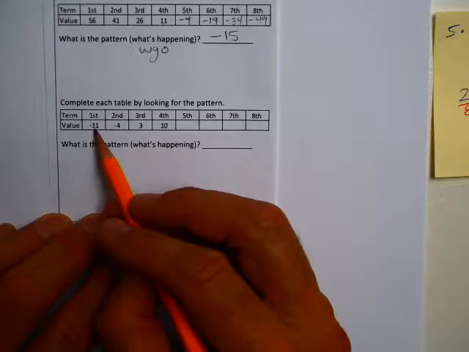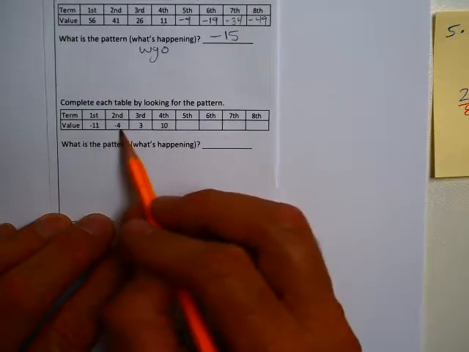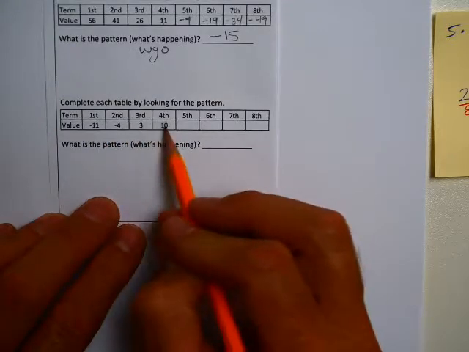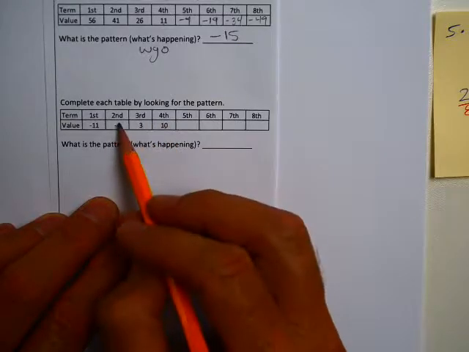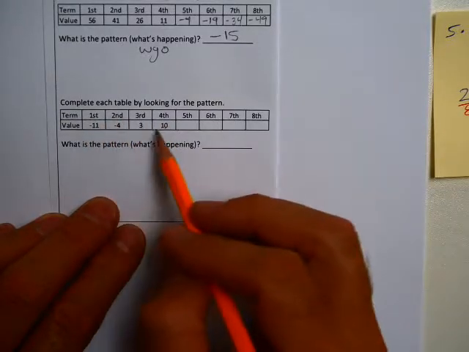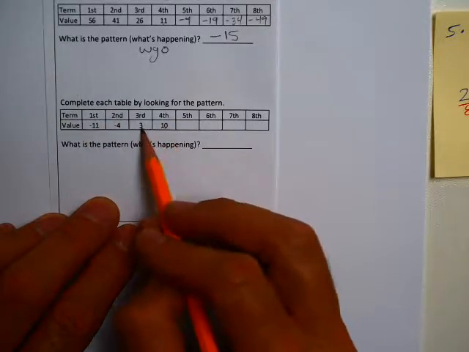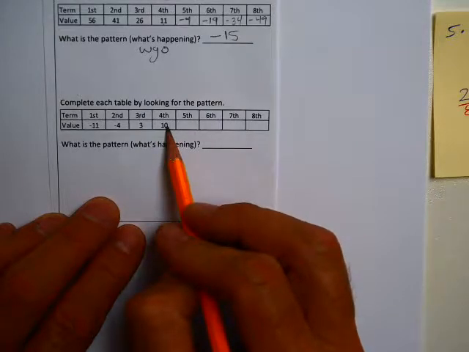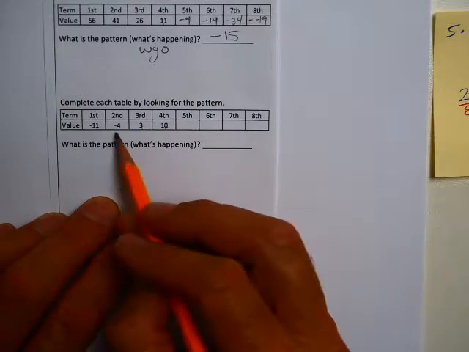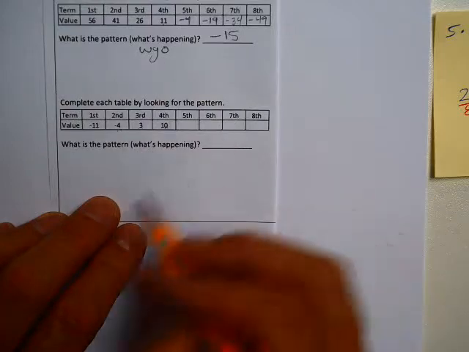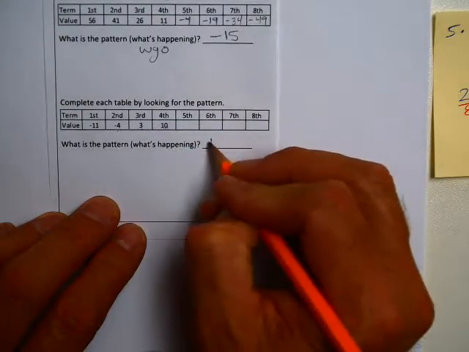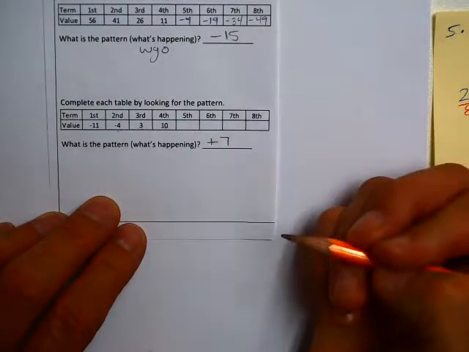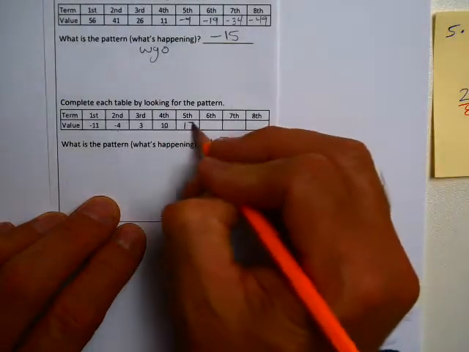All right, so on the second one, I've got -11, -4, 3, 10. I'm looking for what's going on. I don't want to look at these negatives to figure it out. I'm going to look at the positives. To go from 3 to 10, that's +7. Well, it's also +7 to go from -4 to 3, so I'm pretty confident that the what's happening or what's going on is +7. So 10 plus 7 is 17.